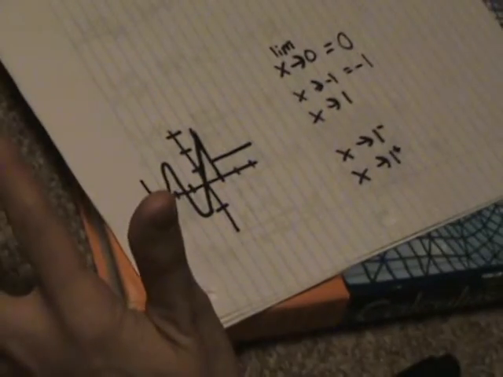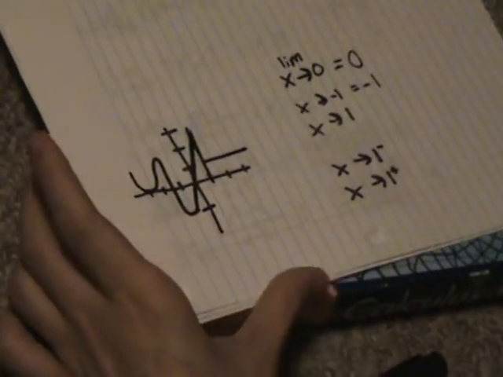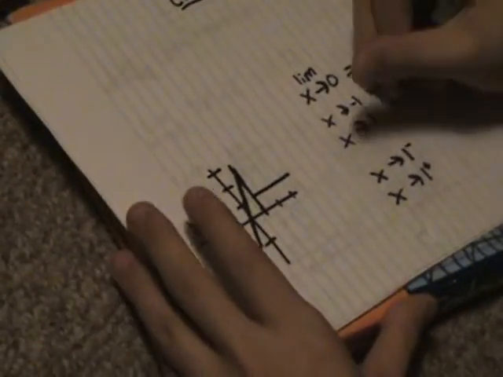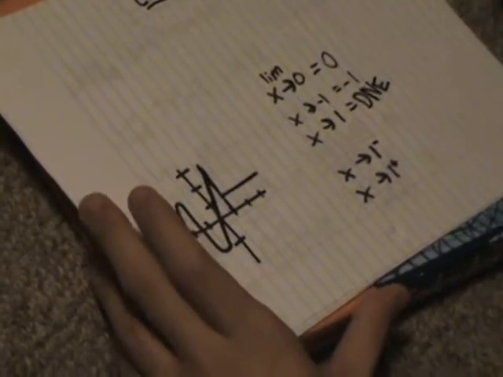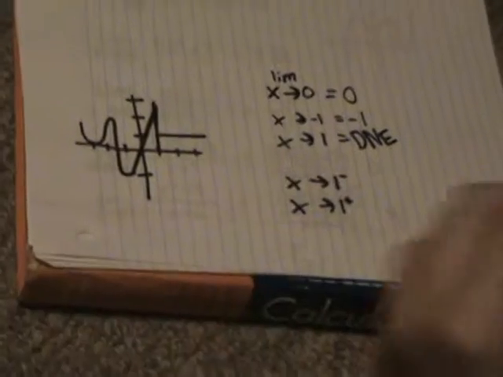And these are the ones that the algebraic ones are going to work for. So it does not exist. So in any test you put D-N-E, does not exist. Or D-N-E. Sounds nifty.